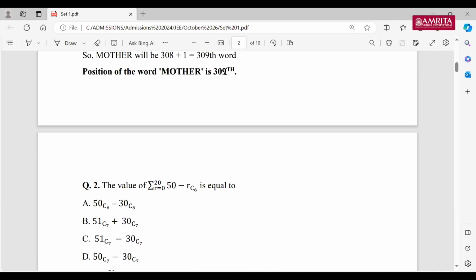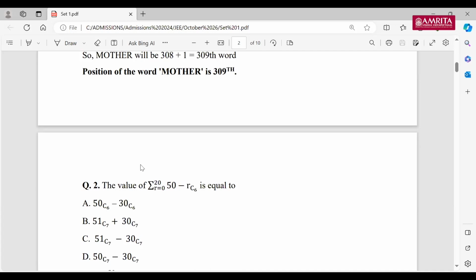So the value of sigma r equal to 0 to 20, 50 minus r C6 is equal to. They have given some options also: 50C6 minus 30C6, 51C7 plus 30C7, 51C7 minus 30C7, 50C7 minus 30C7.